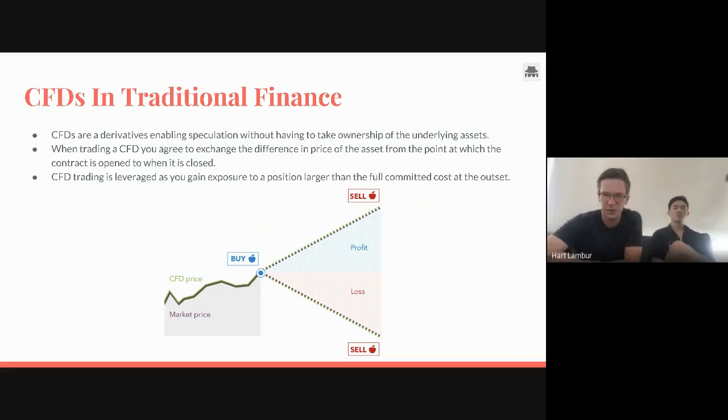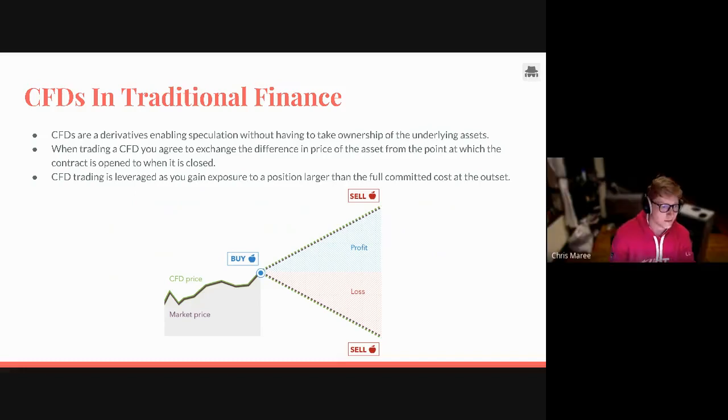Yeah, so the generic unlevered version of a CFD is just designed to mimic buying a stock or other asset. And I think a really important detail that you said there is if you can't access the actual asset, then it is by definition a synthetic, and that's why it works really nicely for what we're trying to build here.